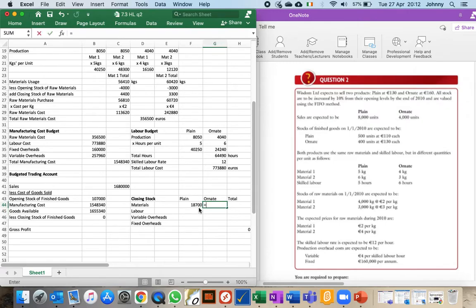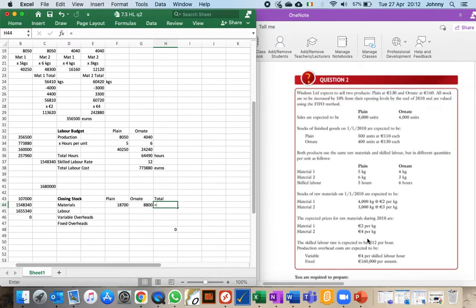So we're going to do something similar for ornate. So ornate was 440 closing stock, so let's put that in brackets. 440 multiplied by 4 kilos of material 1, and the price of material 1 is €2. Plus 440 again for the second material times 3 kilo for material 2, and then times €4 for that 3 kilos. So I'll add the two of these together, and that gives me my total.